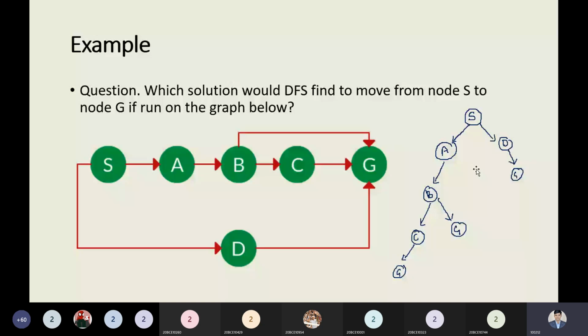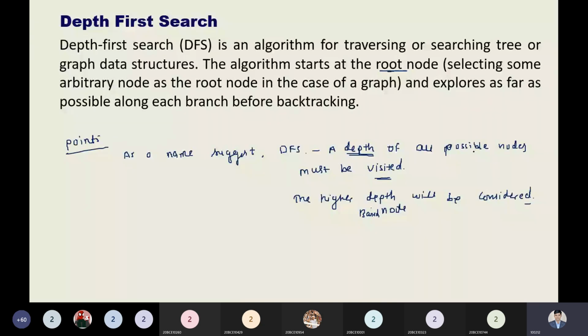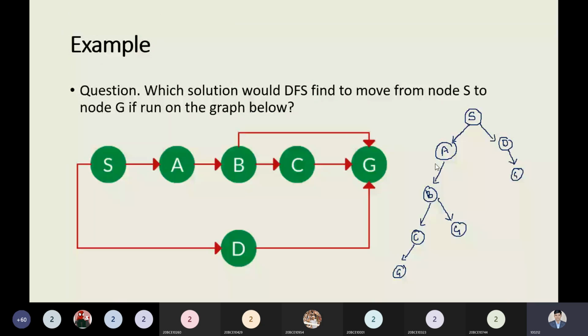So what is my definition? As you can observe, before backtracking I have to use my path, my route. Let me go back once again. Before backtracking, please understand this point: I need to visit the possible nodes, and the nodes will be considered at the deepest node first. So which is the deepest node? Let me write over here. This is my deepest node.